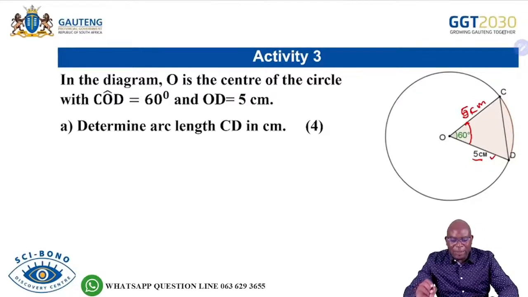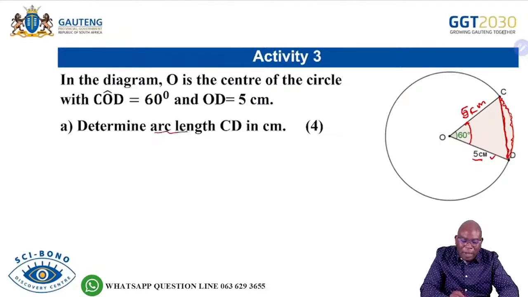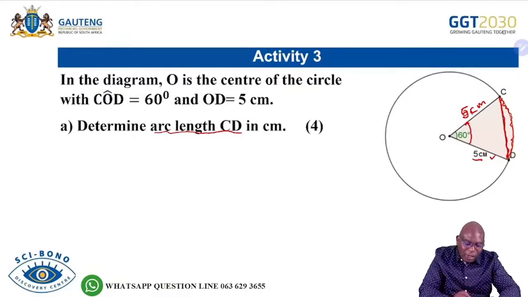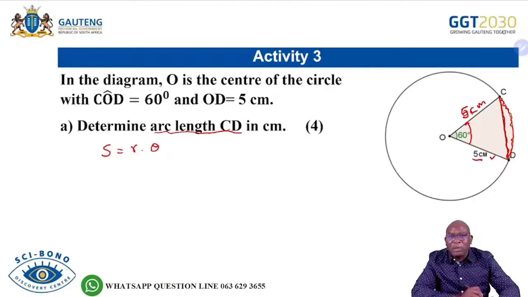Now the question says, determine the arc length. Here we have two things: a chord CD and the arc length CD. They're talking about the arc length of CD in centimeters. So here they're looking for the arc length. How am I going to get it? Remember, the arc length is S equals R multiplied by theta, where theta must be changed to radians.